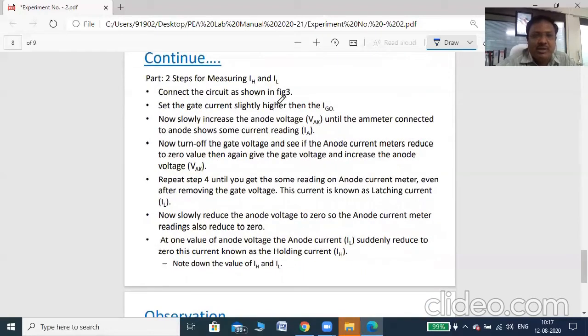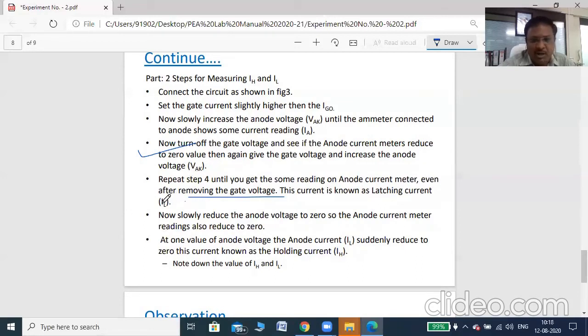The second one is to measure IH and IL. This is most important. Connect the circuit as shown in the figure. Set the gate current slightly higher than IGO. Now slowly increase the anode voltage until the ammeter connected to the anode shows some current, right? Now turn off the gate voltage and see if the anode current meter reduces to 0. Then again give the gate voltage and increase the anode current again. Repeat step 4, right? You will get some reading on the anode current meter even after removing the gate voltage, and that current is called IL, the latching current.